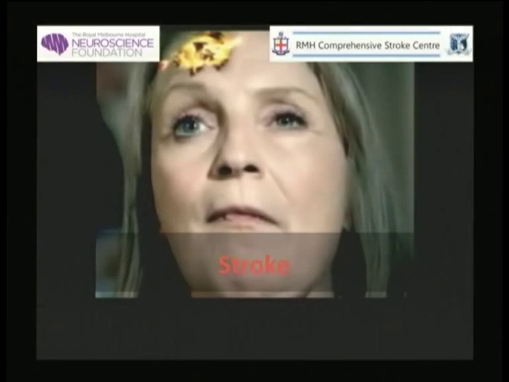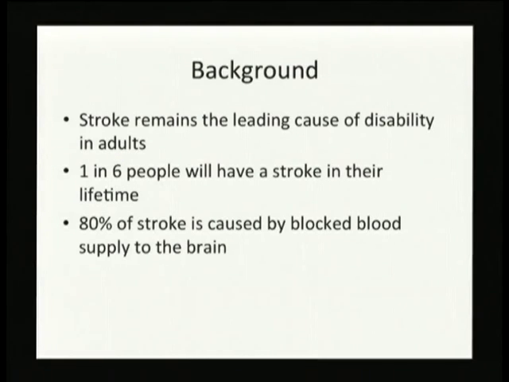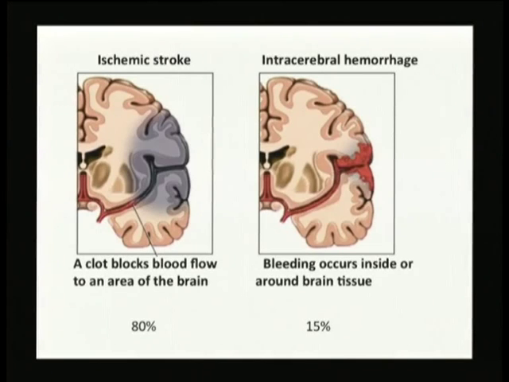What does this have to do with Python? A lot. It has to do with everyone, because stroke remains the leading cause of disability in adults. 1 in 6 people will have a stroke in their lifetime. 80% of strokes are caused by blocked blood vessels to the brain. There are a few other causes, but I'm not going to go through that.